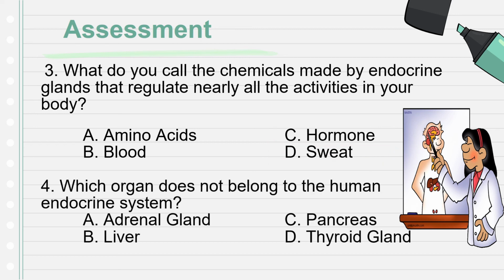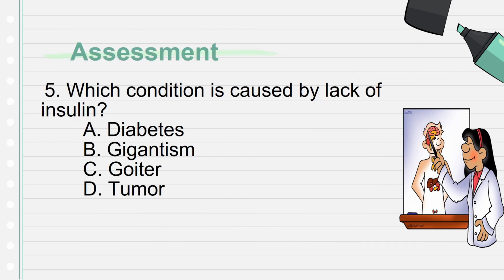Number 4. Which organ does not belong to the human endocrine system? A. Adrenal gland. B. Liver. C. Pancreas. D. Thyroid gland. Number 5. Which condition is caused by lack of insulin? A. Diabetes. B. Gigantism. C. Goiter. D. Tumor.